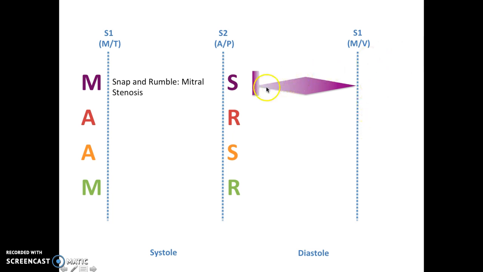So basically all the blood is going from the left atrium to the left ventricle, and then it essentially fills up the ventricle, so it diminishes in intensity. Then you have AR. So this is aortic regurgitation. This is another diastolic murmur.